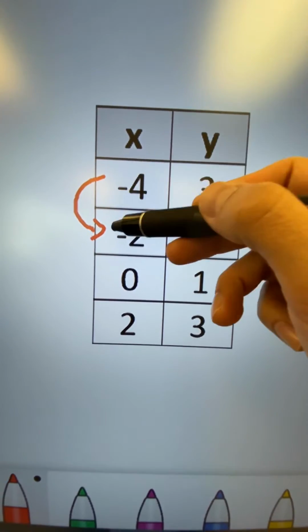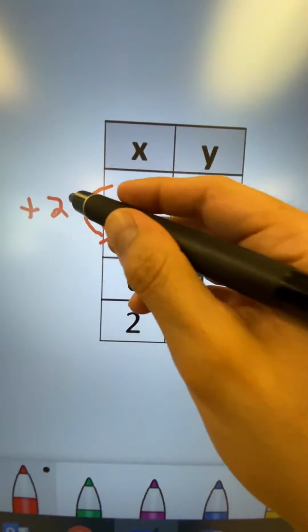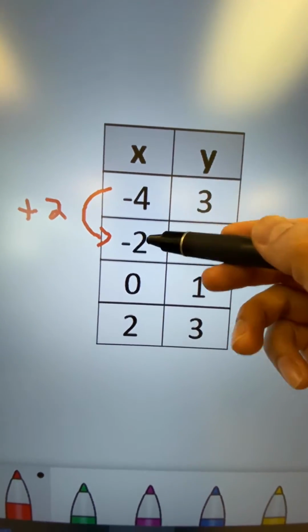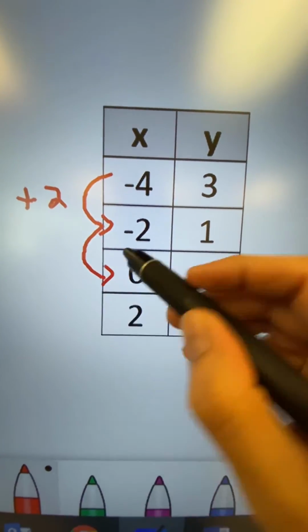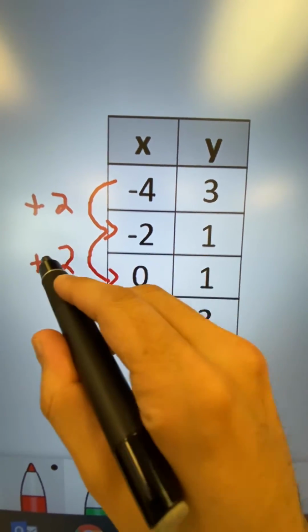Well, from -4 to -2, I would have to add 2 to -4 to give me this number. So it changed by 2. In other words, it increased by 2. And then I check the next setup. From here to here, I can see it increased by 2 again, right? -2 plus 2 is 0.